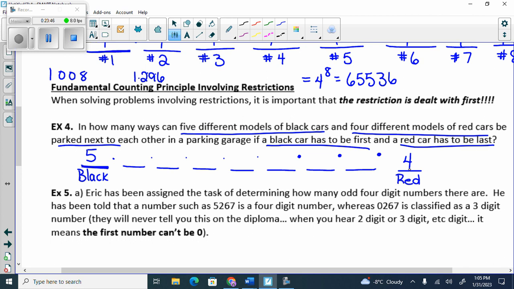All right. So, there's 5 options. But how many cars did I park? 1. Okay.